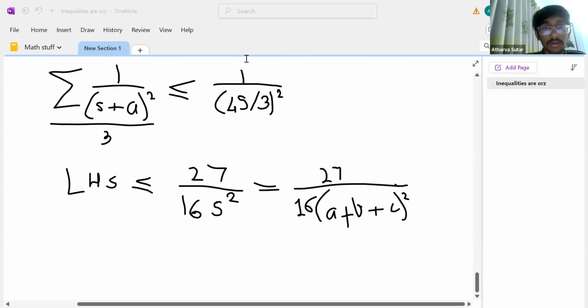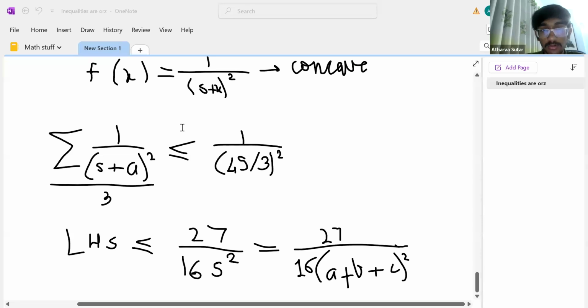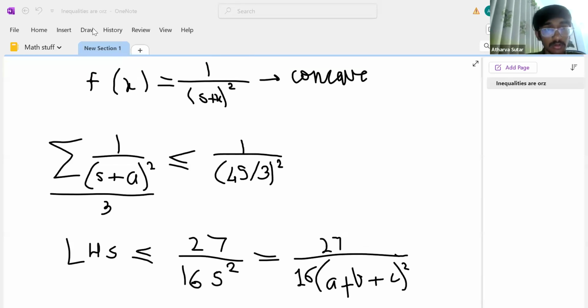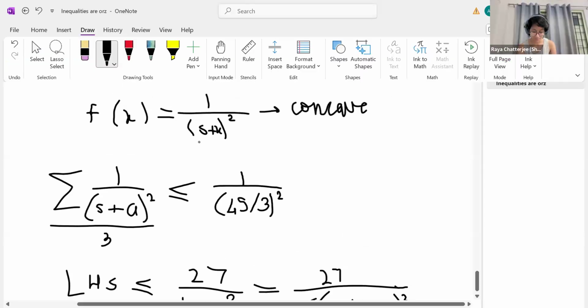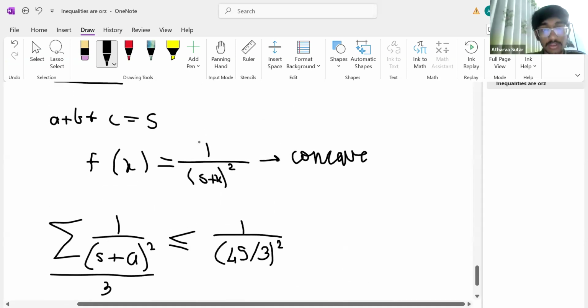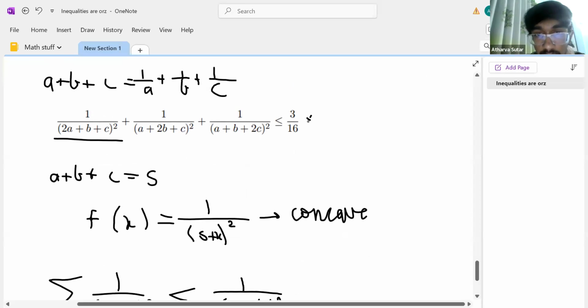That's correct. Okay, there's another method. Do you guys know about homogenization? A little bit. You just have to apply it, given the condition, in such a way that the degrees of both sides become the same. So you multiply this by 1, and in the numerator you can substitute 1 by A plus 1 by B plus 1 by C, and in the denominator you can substitute A plus B plus C.